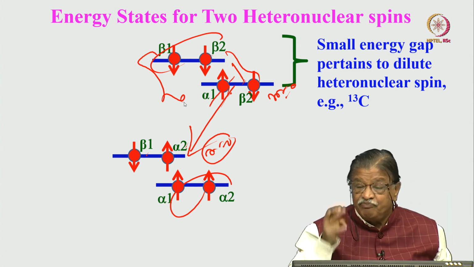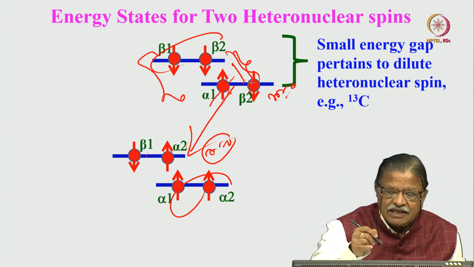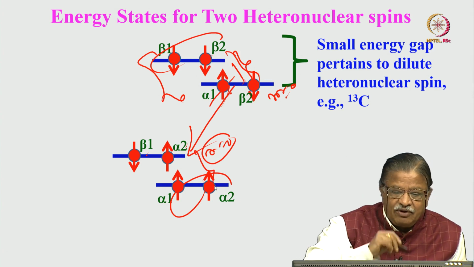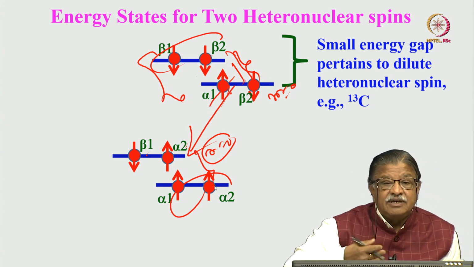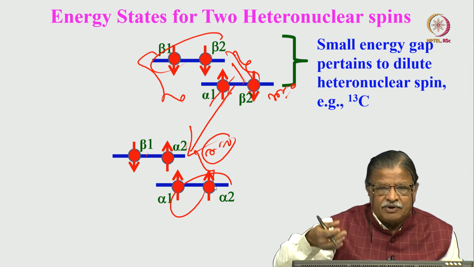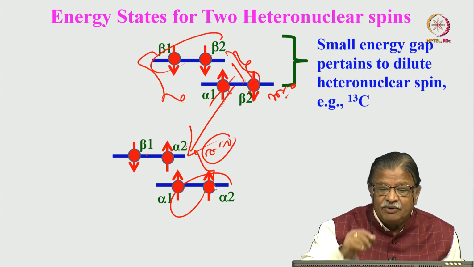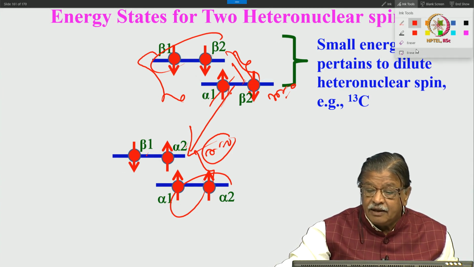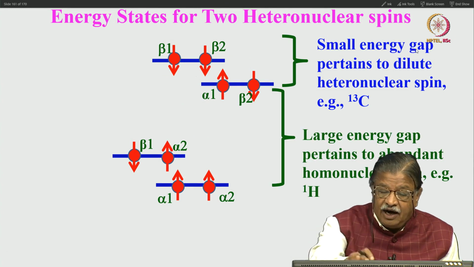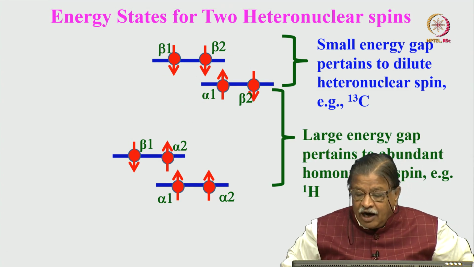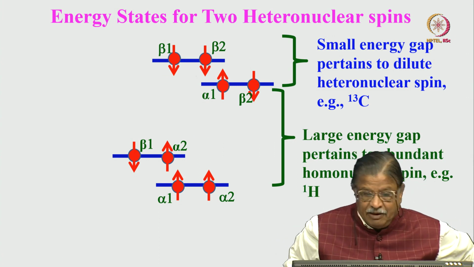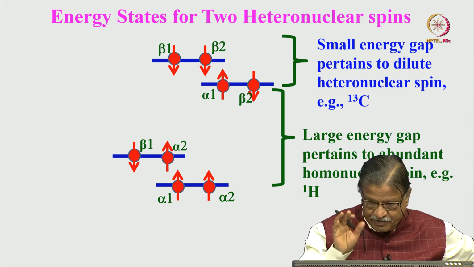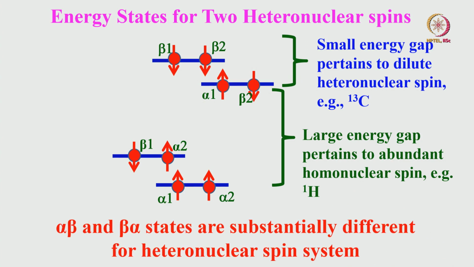So similarly, when you take a heteronuclear spin, this has lower energy separation, whereas these are all larger energy separations because they are abundant spins like proton or fluorine or phosphorus. This is how the energy states will appear, especially for heteronuclear spin cases. This large energy gap is for abundant spins like proton, fluorine, phosphorus, etc. So alpha beta and beta alpha states are substantially different for a heteronuclear spin system.